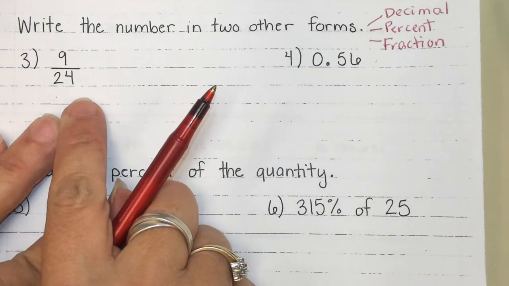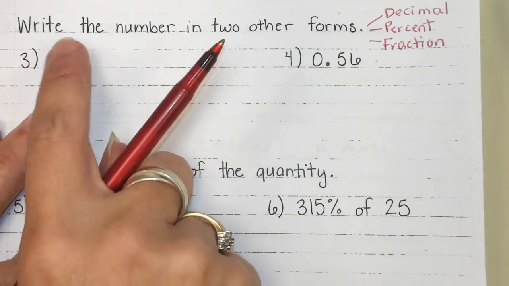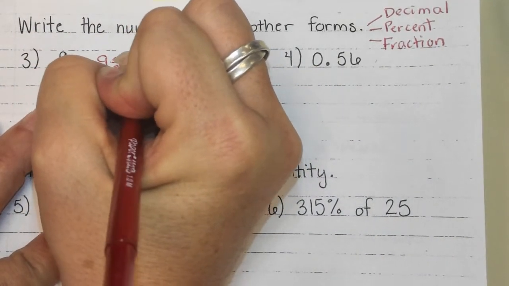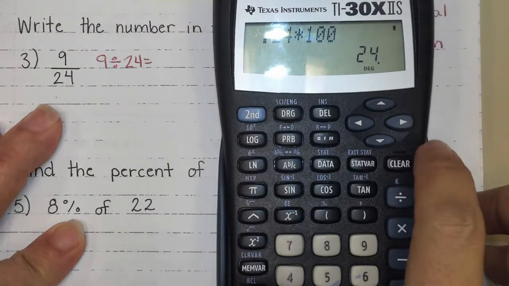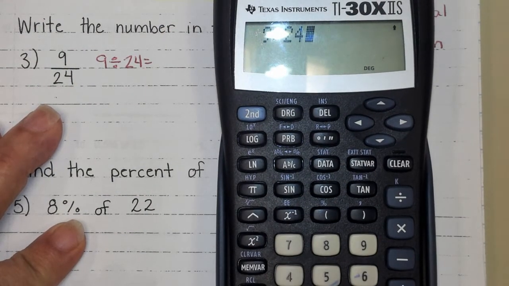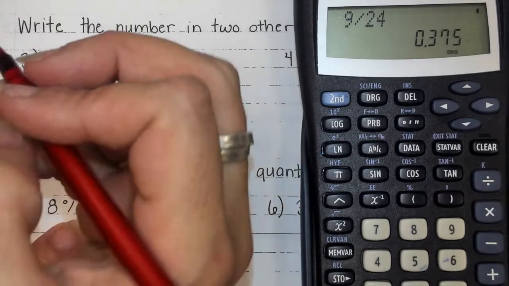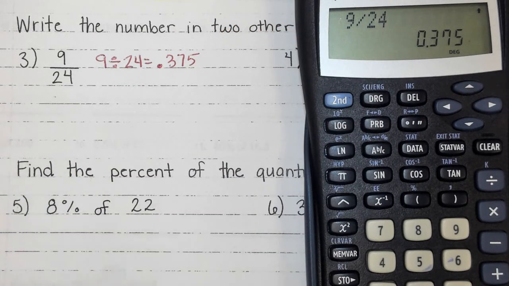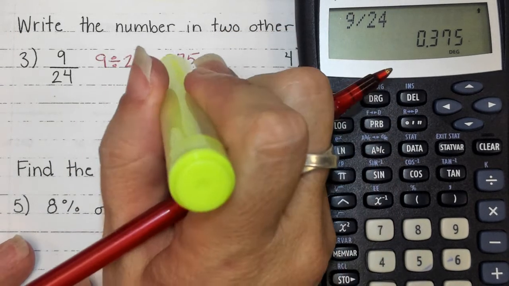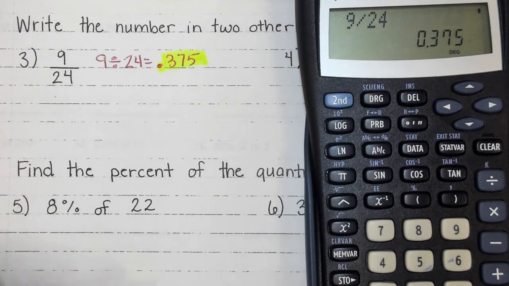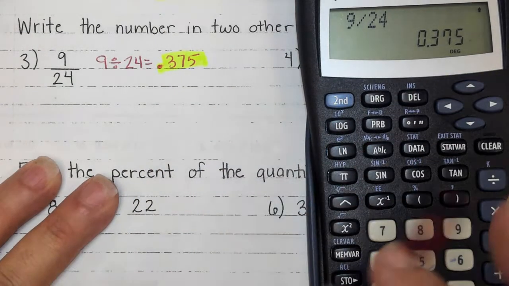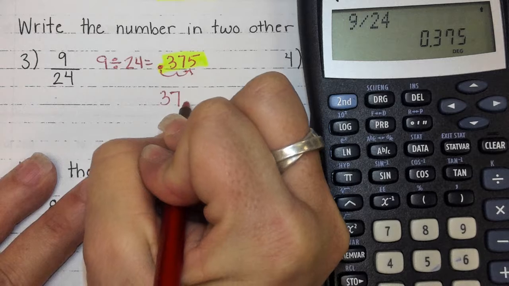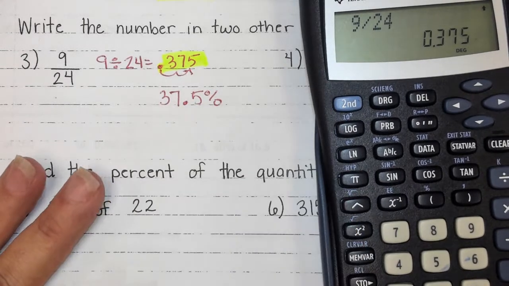Now, 9/24. I know to get the decimal, I can do 9 divided by 24, because that fraction bar means change it to a decimal, basically. So using my calculator, 9 divided by 24, and I get 0.375. Now, that is the actual decimal. Now, I need to also get the other thing. They wanted us to get the percent. So, to change a decimal to a percent, bounce it twice to the right, giving me 37.5%.